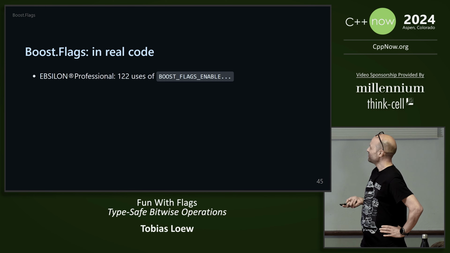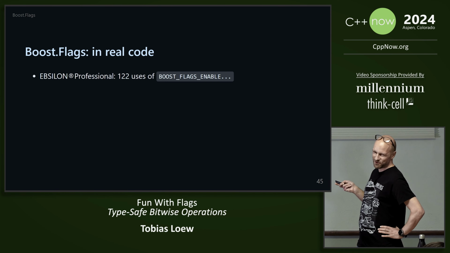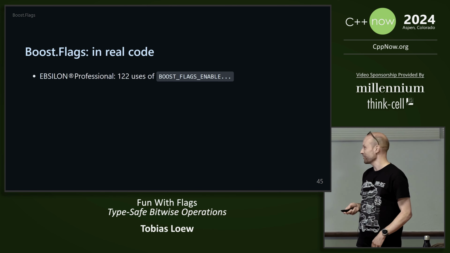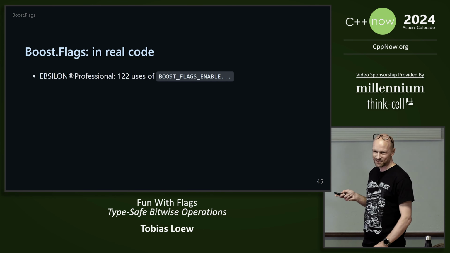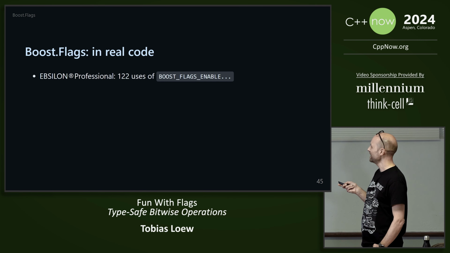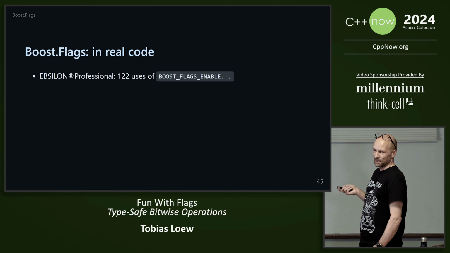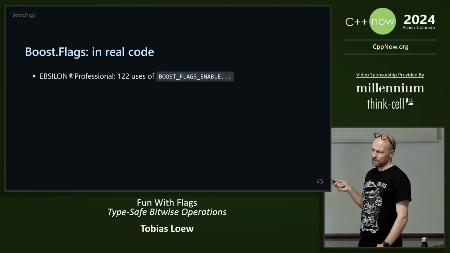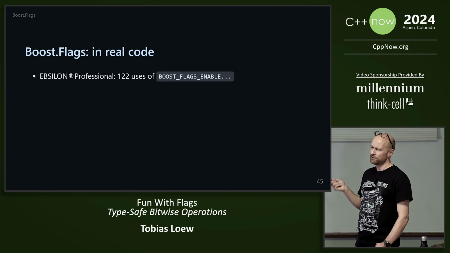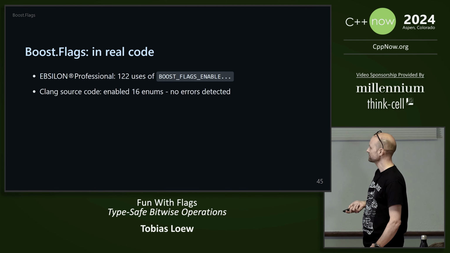So what's in real code? Epsilon Professional is the program I'm now working on for 25 years. I just checked this morning: I use Boost.flags enable or Boost.flags enable in local 120 times. I don't think I started using this library back like 5 years ago.